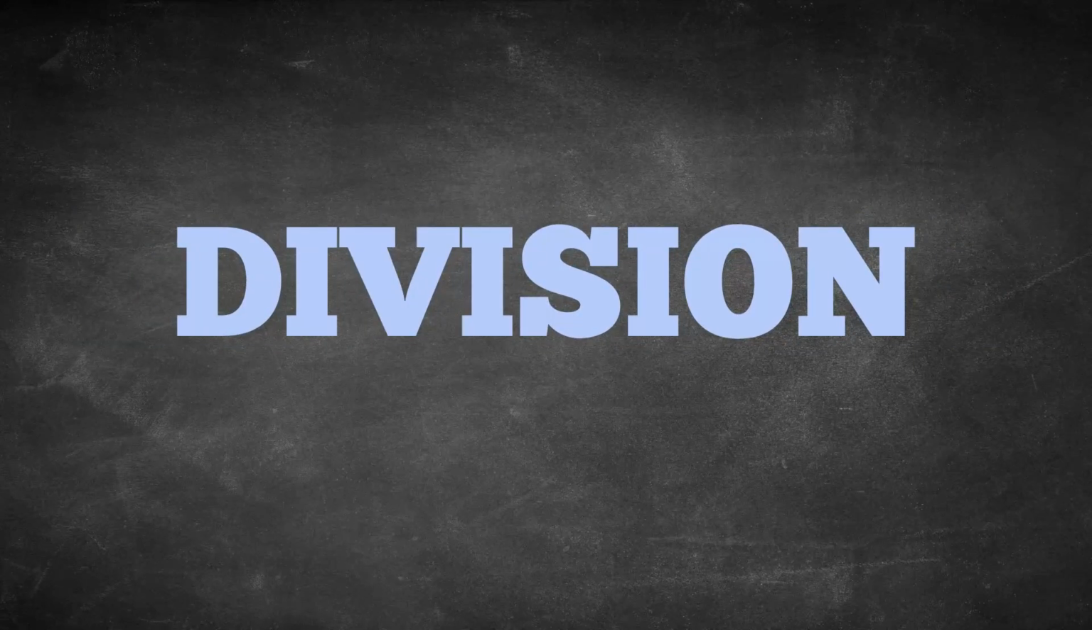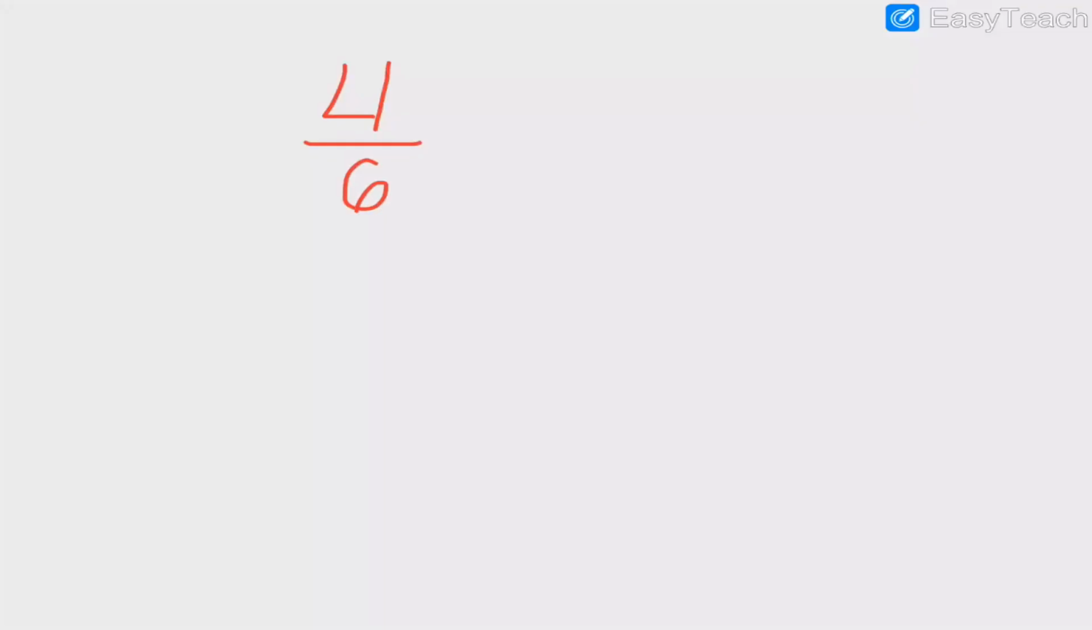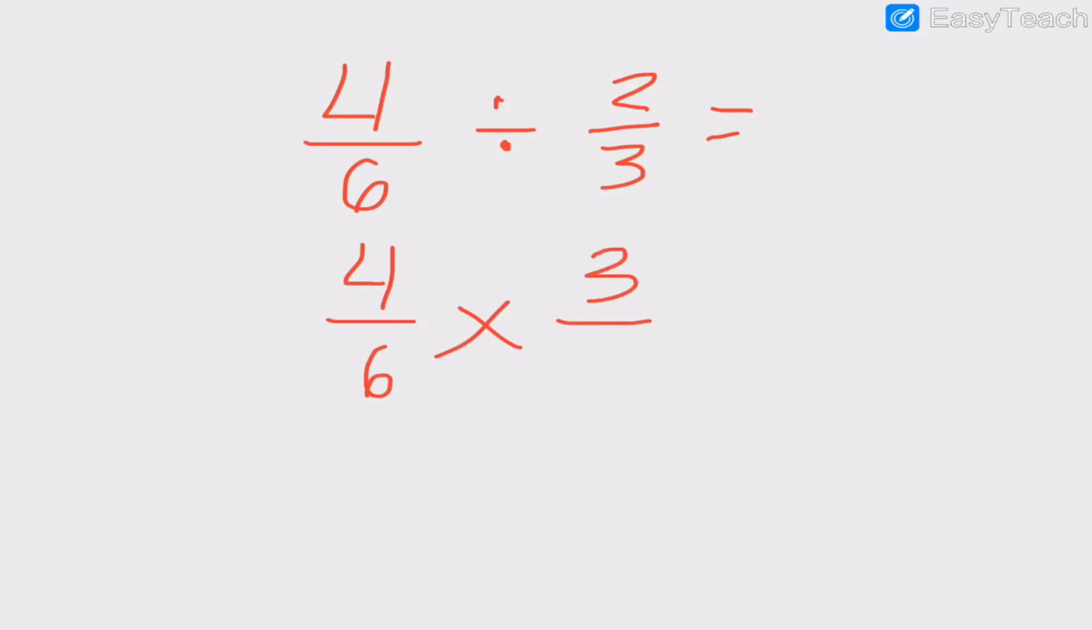So let's try division. 4/6 divided by 2/3. So in division, it's just like multiplication, but the second fraction, we must reciprocate it. Therefore, this would be 4/6 multiplied by 3/2. So therefore, 4 times 3 is 12. 6 times 2 is 12. Therefore, the answer is 1.